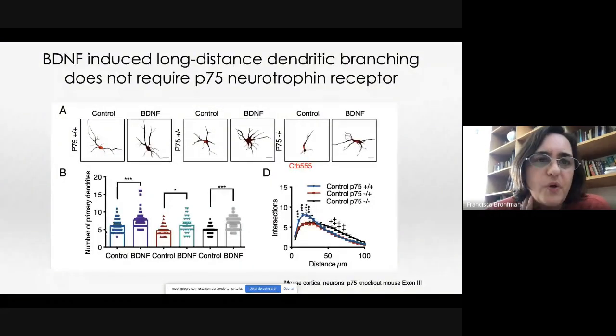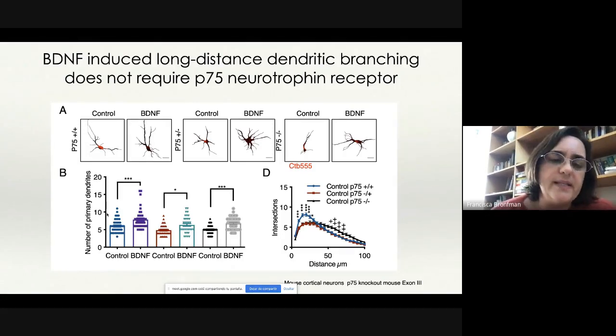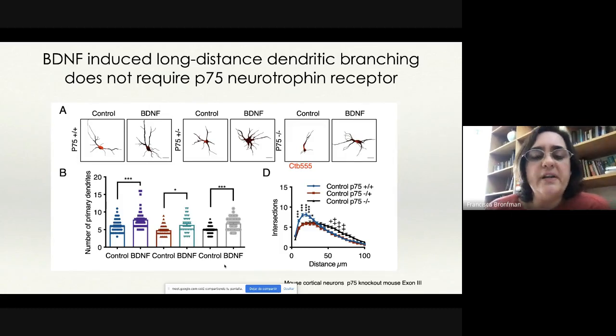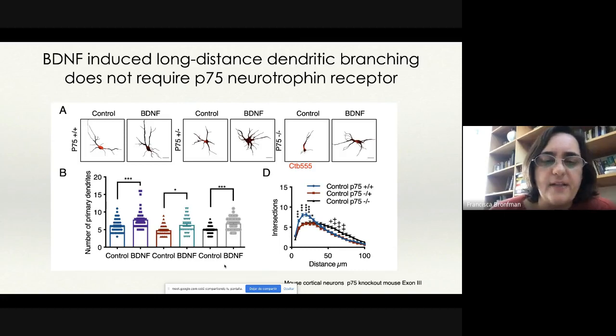We also wanted to know what the requirement of p75 expression was in this signaling event. So we did the same experiment using neurons that were either wild type with full expression of p75, heterozygous mutants with half of the expression of p75, or completely knocked out for p75 using the exon 3 mouse knockout. We could see that wild-type neurons respond to BDNF and so do knockout neurons. So the expression of p75 was not required for the response to BDNF added to axons.